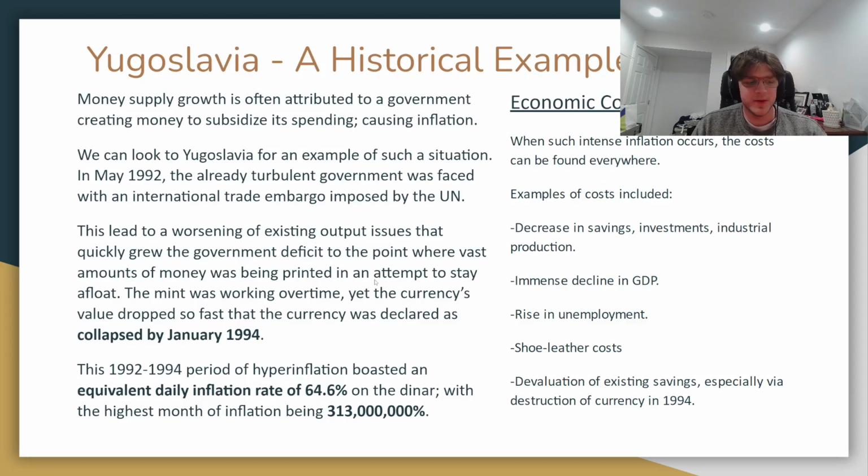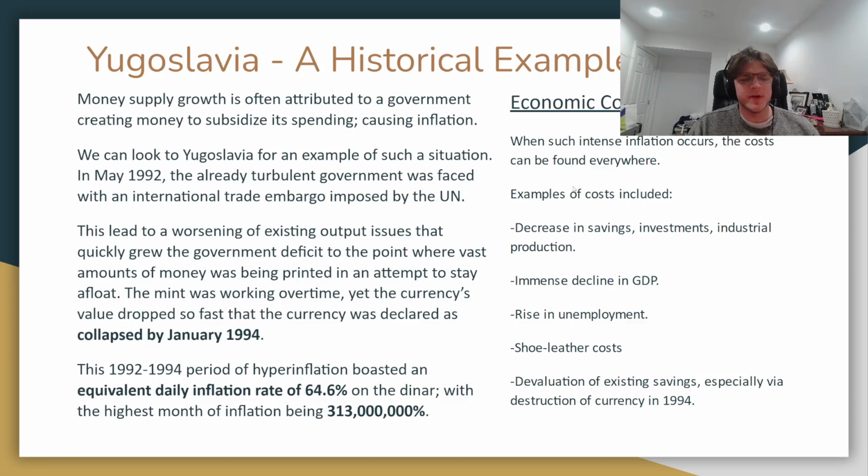This eventually didn't work, and the currency's value dropped so fast that the currency was declared as collapsed officially by January 1994. So 1992 to 1994 was the period of hyperinflation. The daily inflation rate was 64.6% on the dinar, with the highest month of inflation being 313 million percent.